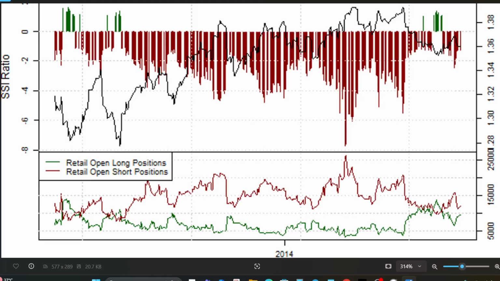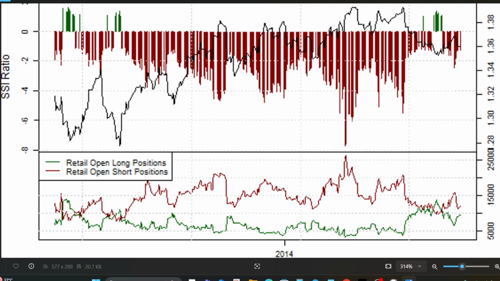Also, trade with the smart money, not against it. The key takeaway here is do not follow the crowd. Retail traders tend to lose money because they trade emotionally. By using SSI, you can align yourself with institutional traders instead of getting trapped in false moves.